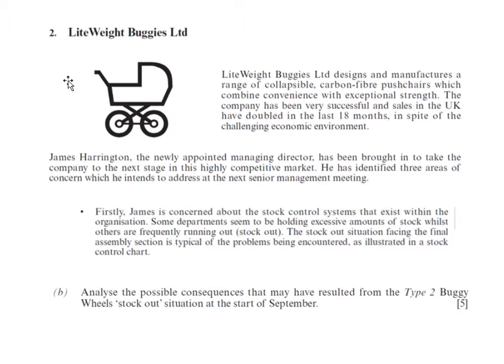So this was a question a few years ago about a buggy company, Lightweight Buggies Limited, and there was a 5-mark question: analyse the possible consequences that may have resulted from the stock out situation at the beginning of September. So James is concerned about the stock control systems that exist within the organisation. Some departments seem to be holding excessive amounts of stock, whilst others are frequently running out. The stock out situation facing the final assembly section is typical of the problems being encountered, as illustrated in the stock control diagram. We will see that stock control diagram.